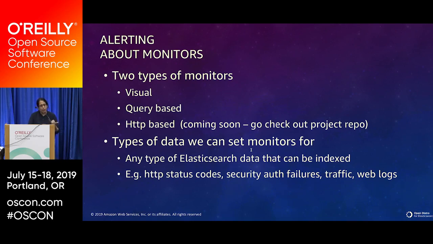Mihir is going to walk through setting up visual monitors and setting up query-based monitors, and please feel free to ask him questions when he deep dives into that. The different types of data that we can set monitors for is any kind of data, right? Anything that you're searching through Elasticsearch, and that can be indexed. It could be HTTP status codes. It could be auth features like login authentication failures, for example. It could be traffic thresholds that you want to get alerted on. It could be web logs where you're tracking specific types of entries.